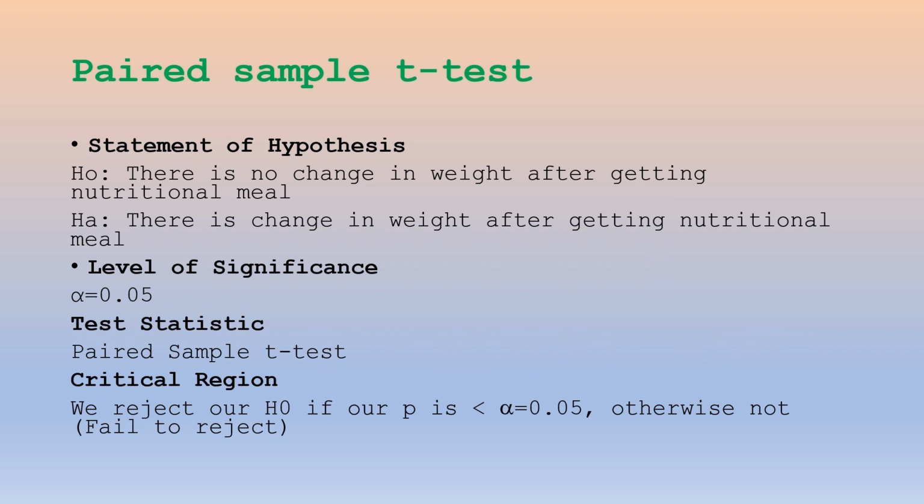Paired sample t-test. First, we make the hypothesis statement. The null hypothesis is there is no change in weight after getting the nutritional meal. There is a change is the alternative hypothesis. Level of significance 0.05. Test statistics: we use paired sample t-test. Critical region: we reject our H0 if our p-value is less than 0.05, otherwise fail to reject H0.